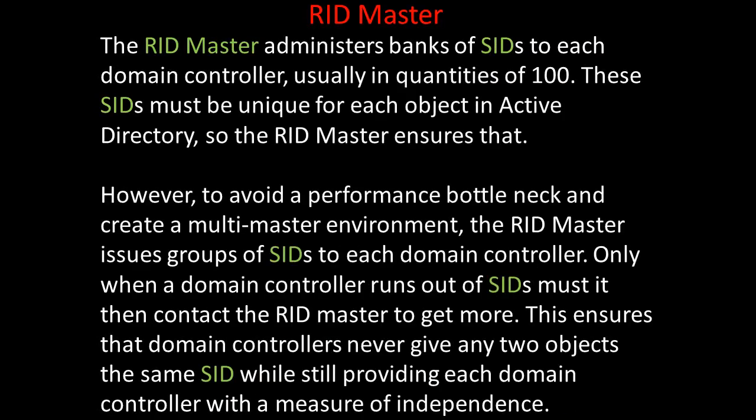Next is the RID master. The RID master holds relative identifiers and administers banks of SIDs, or security identifiers or security IDs, to each domain controller, usually in quantities or banks of 100. These SIDs must be unique for each object in Active Directory, so the RID master ensures that. However, to avoid a performance bottleneck and create a multi-master environment, the RID master issues groups of SIDs to each domain controller. Only when a domain controller runs out of SIDs must it then contact the RID master to get more. This ensures that domain controllers never give any two objects the same SID, while still providing each domain controller with a measure of independence and therefore fault tolerance.